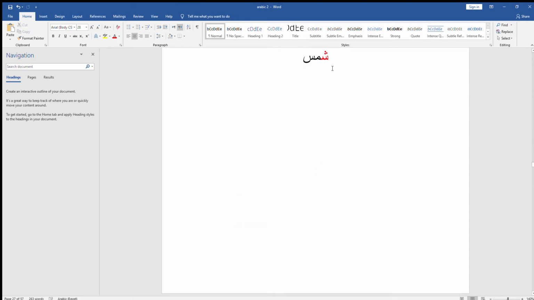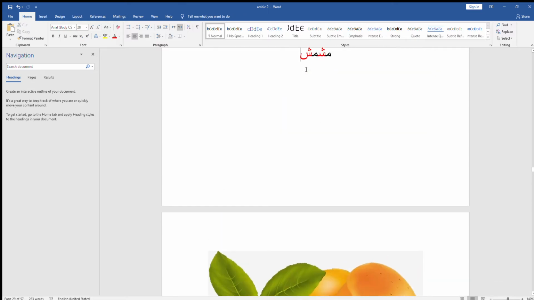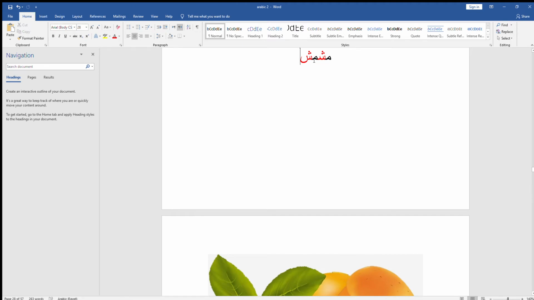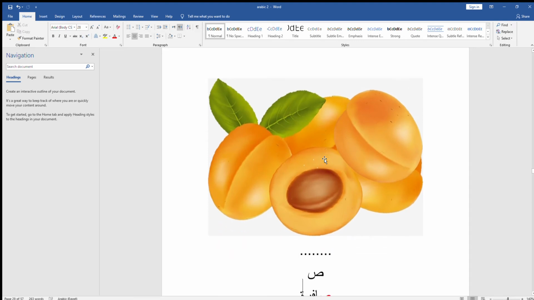Sheen at the beginning of the word, like شمس. This is sheen, شمس. And sheen between two letters: مشمش, and also at the end of this word. Okay. Those are مشمش.